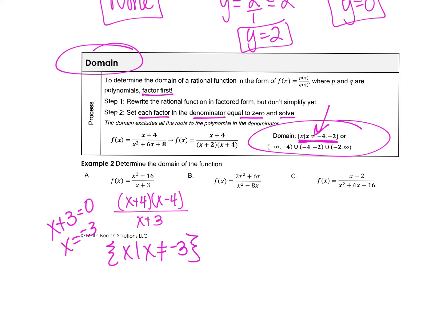Okay, so let's take a look at part B. Factor the numerator, GCF first. They have a GCF of 2x. You're left with x plus 3.